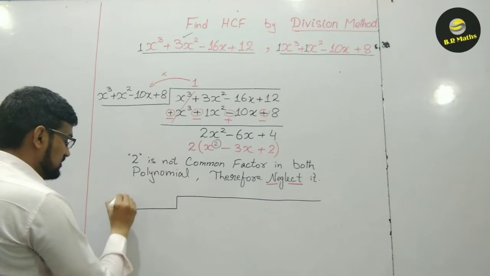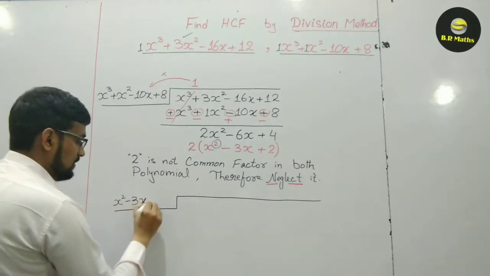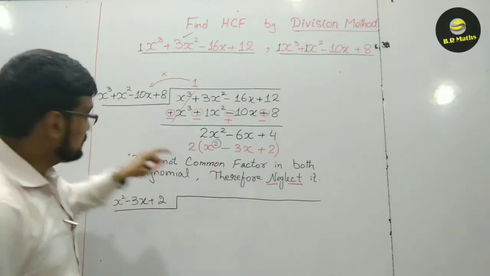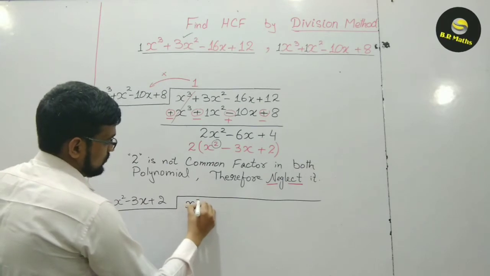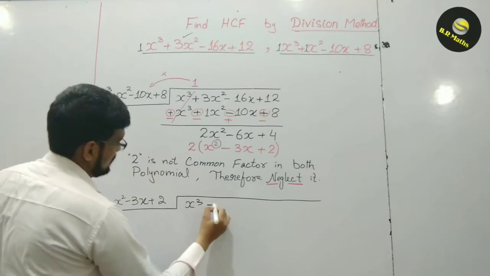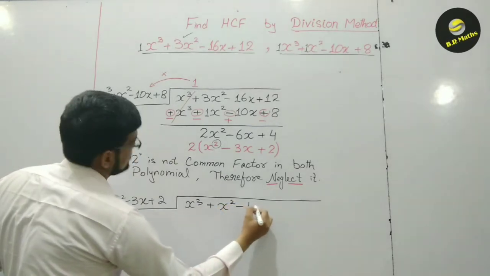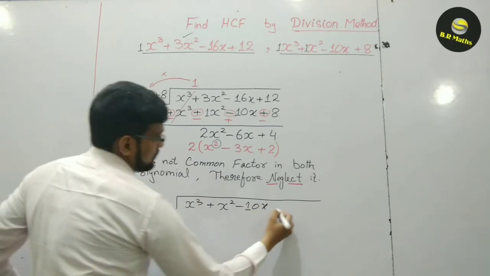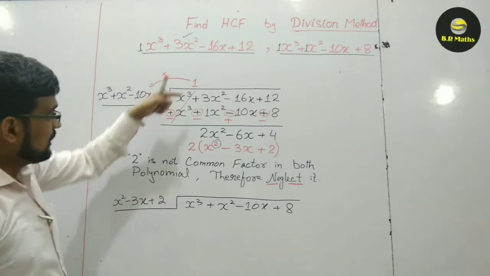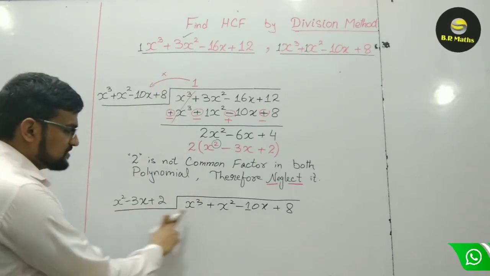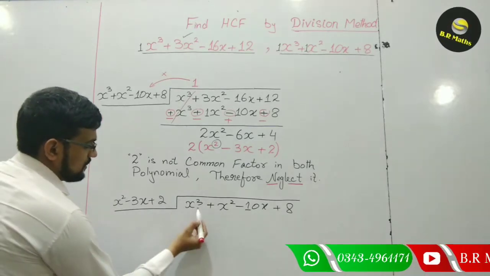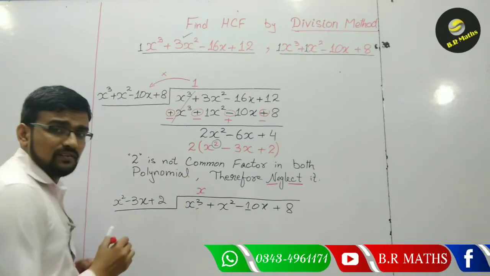the divisor. Okay, this becomes the divisor. And this divisor polynomial becomes the dividend. Move it inside and this one moves outside. Minus 10x plus 8. Okay, and now similar to this one, divide here, first term x cube, x square, first term divided by this one, and then x is 1.